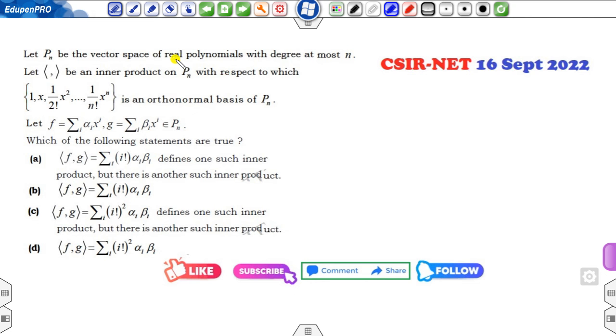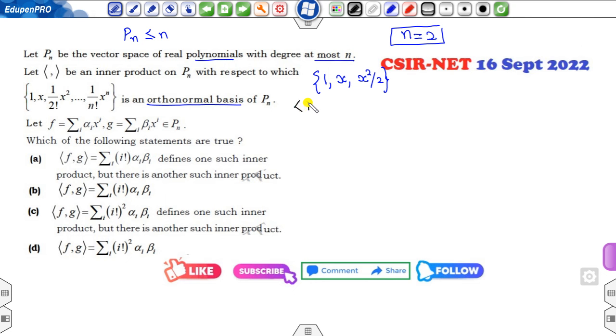Let Pn be the polynomial vector space of all real polynomials of degree at most n. I can choose n as 2. Then these are the inner product cases, because n is 2: 1, x, and x square over 2 factorial, where 2 factorial is 2. Then these are the orthonormal bases.